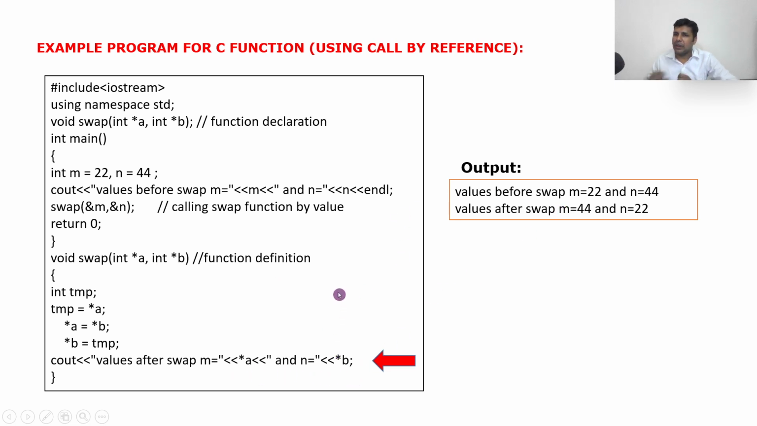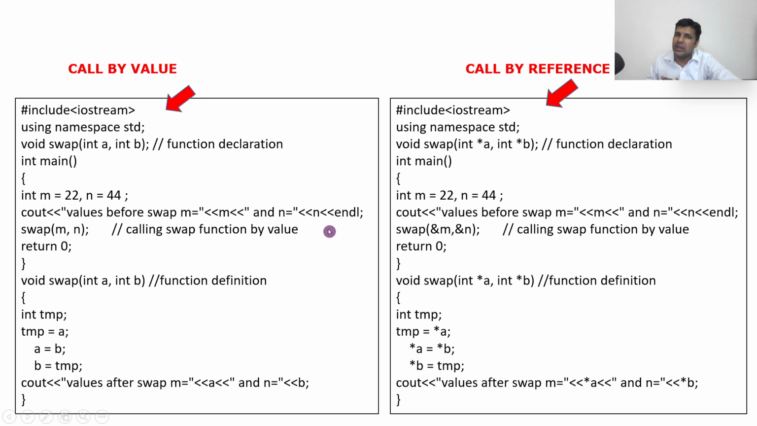Why? The only difference between pass by value and pass by reference is that in pass by value we are sending the value, and in pass by reference we are sending the reference. Both ways we can pass. Now let us see the difference. What is the major difference?